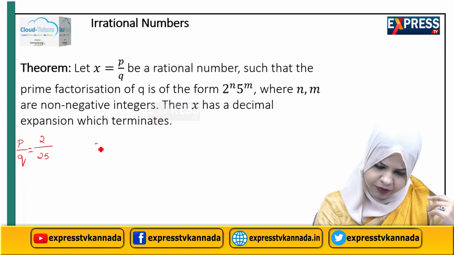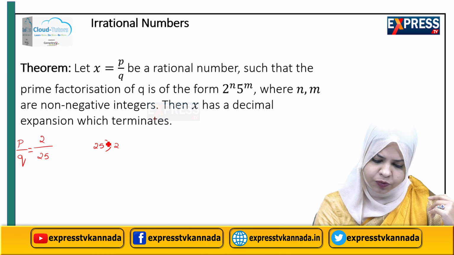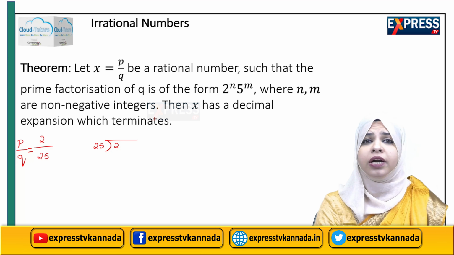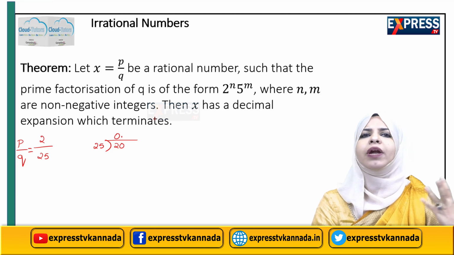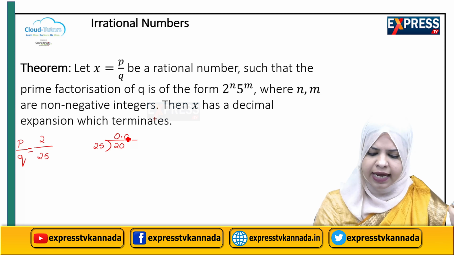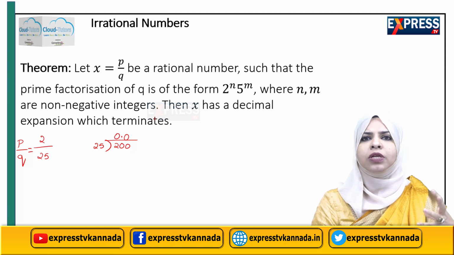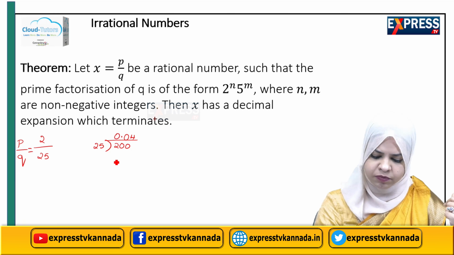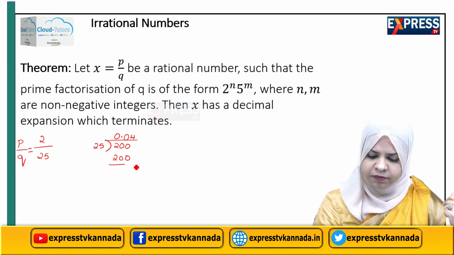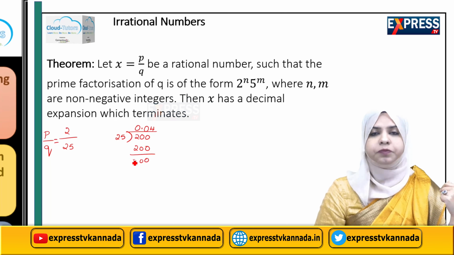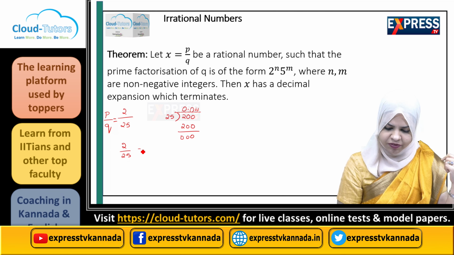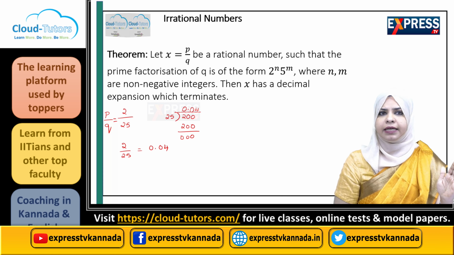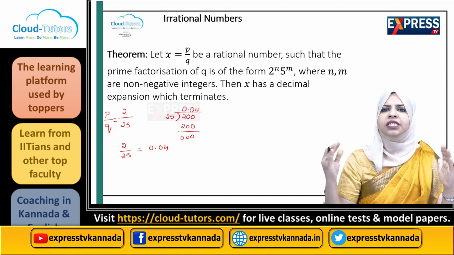Now I'll divide. I cannot divide 2 by 25, so I place a decimal point and it becomes 20. 20 is still smaller, so I add one more 0. Now the number is 200, and 25 divides it 8 times, giving a remainder of 0. So this rational number 2 by 25 can be written as 0.08, and it is a terminating decimal expansion.